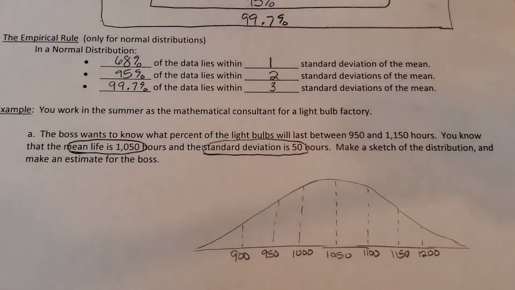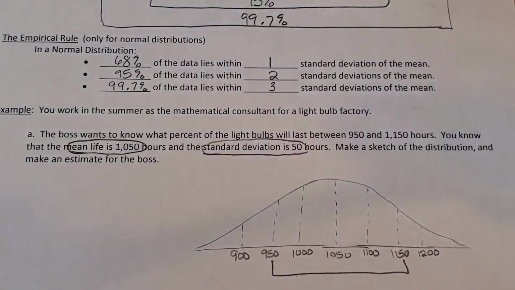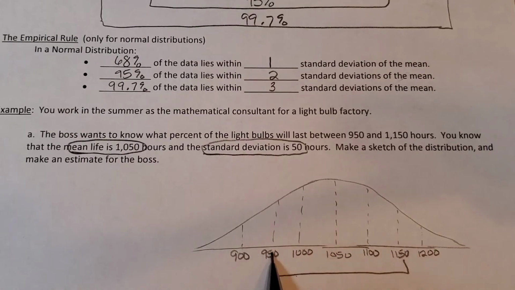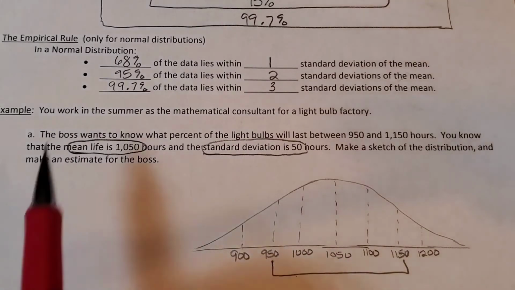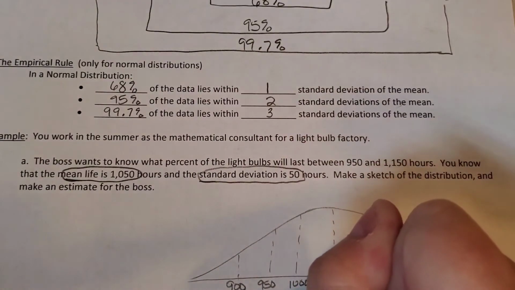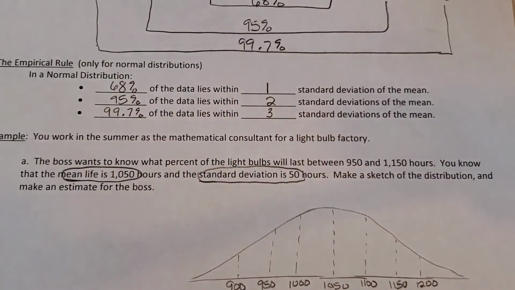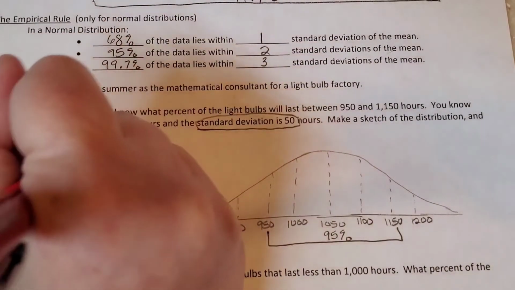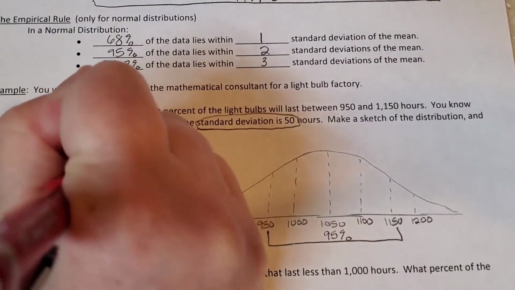And the boss wants to know what percent of light bulbs will last between 950 and 1,150 hours. So notice 950 is here, 1,150 is there. Notice that's 2 standard deviations above the mean and 2 standard deviations below the mean. Remember, the empirical rule told us 95% of our data. So 95% of those light bulbs will last between 950 and 1,150 hours. So 95% is what we can tell the boss.